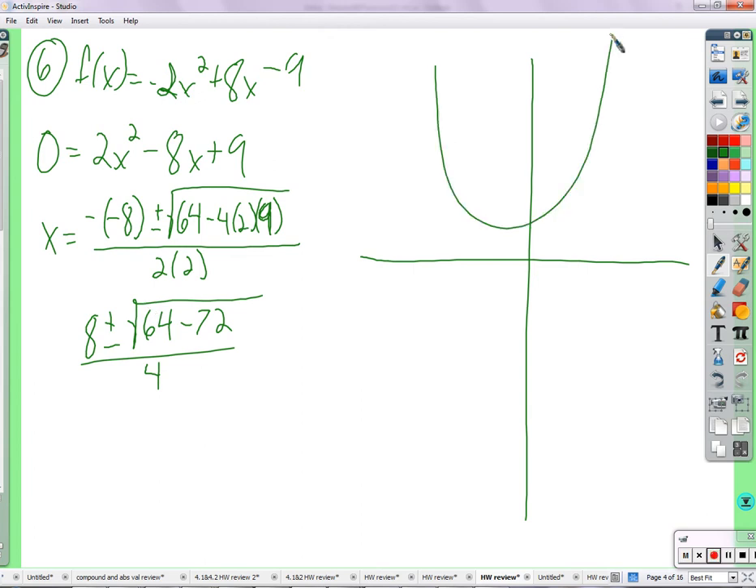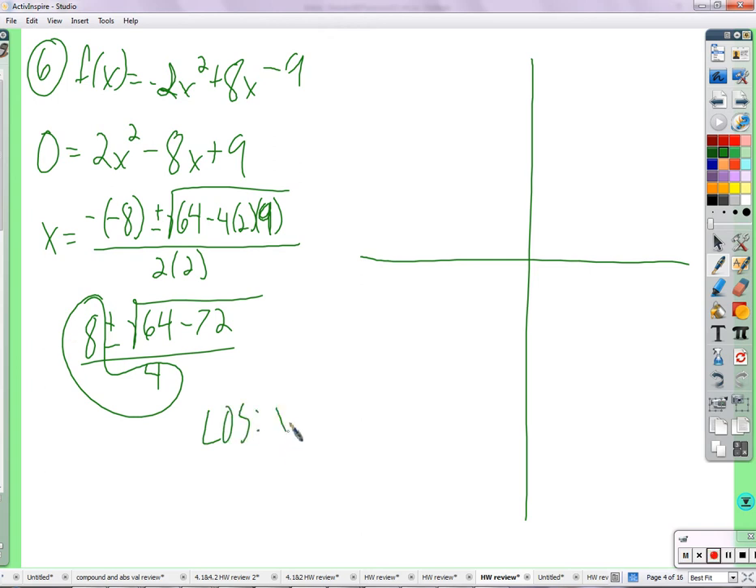Which means you've got the graph either all up here or all down here. But what does this tell us? The line of symmetry. We know the line of symmetry is x equals 2. And on the line of symmetry, we'll find the vertex by plugging in 2. So negative 2 times 2 squared plus 8 times 2 minus 9. 4 times negative 2 is negative 8 plus 16 minus 9. So we get positive 8 minus 9, negative 1.